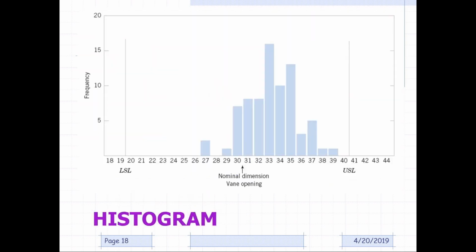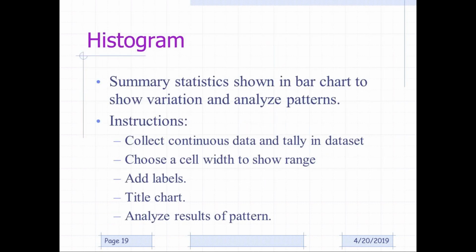So here's a histogram. Histograms are summary statistics shown in a bar chart to show variation and analyze patterns. So the instructions are to collect continuous data and tally it in a data set. Choose a cell width to show the range, add the labels and a title, and analyze the results of the pattern.